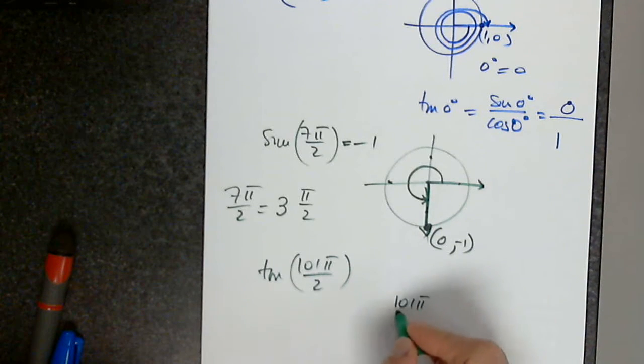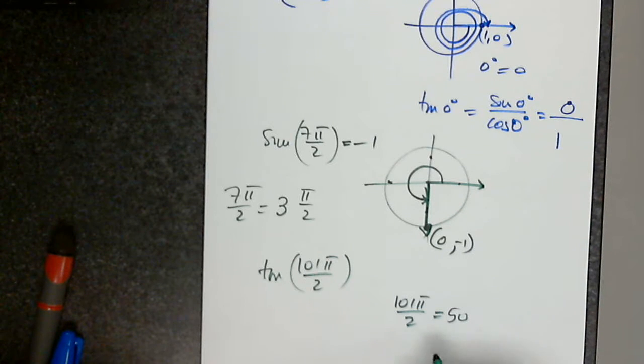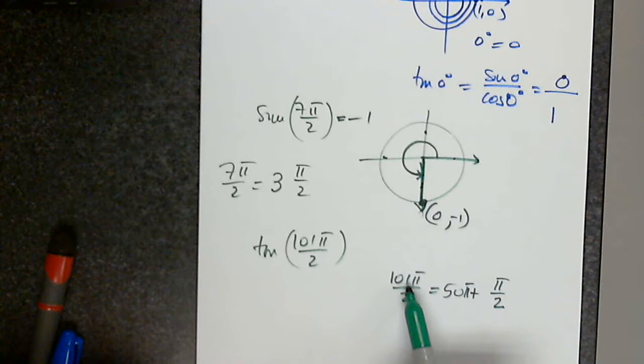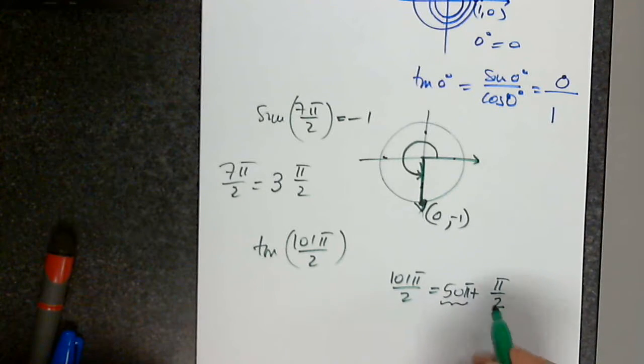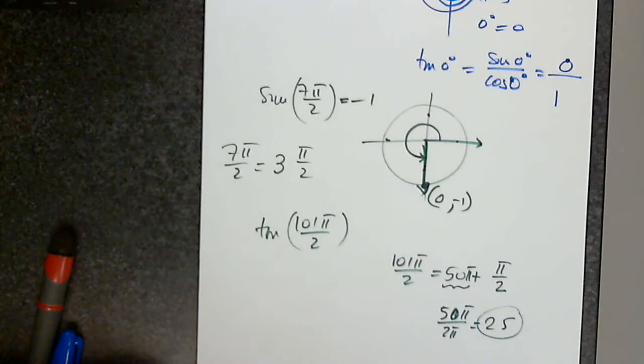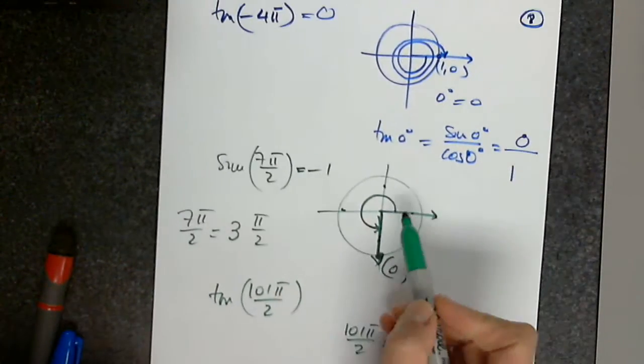So 101 pi over 2 is 50 pi plus pi over 2. So 2 times 50 is 100. Remember our division: 2 times 50 pi is 100 pi, plus another pi is 101. So these are all complete rotations, because 50 pi divided by 2 pi is 25 complete rotations. Do we agree?